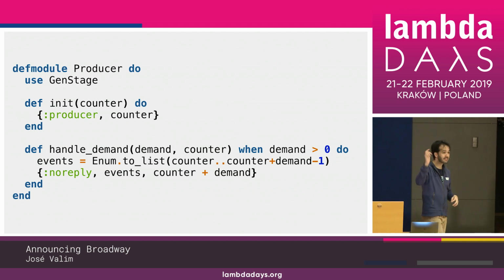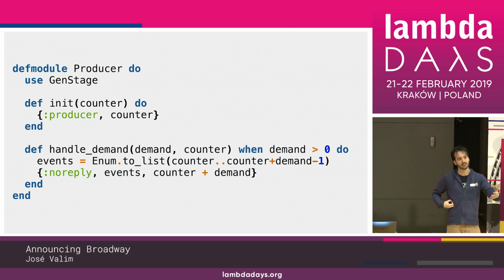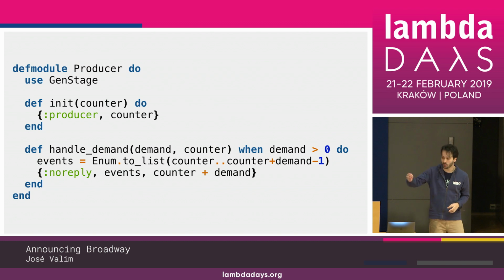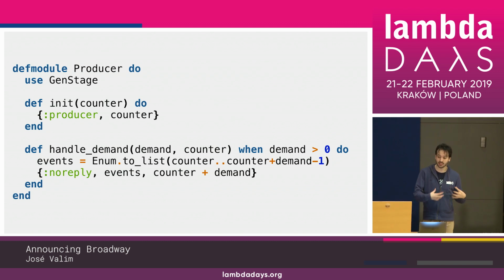And then you have to implement a handle demand function. This handle demand function is called every time a consumer asks you for data, then we go and call the handle demand for you. We're going to call the handle demand with the demand, which is how much data was asked from you, and your current state, which in this case is a counter. And what we do is that we compute those events that we want to emit. So it works like this.